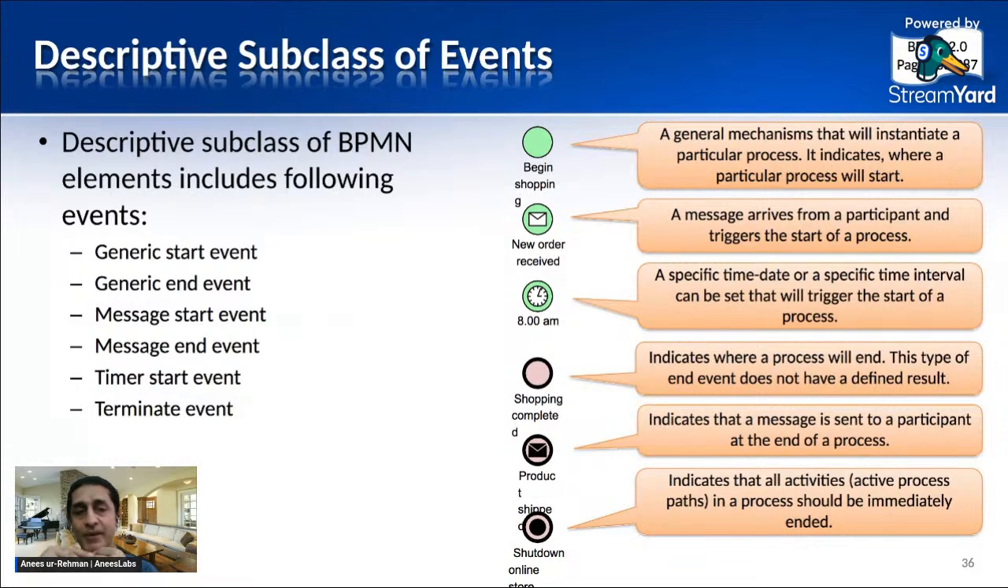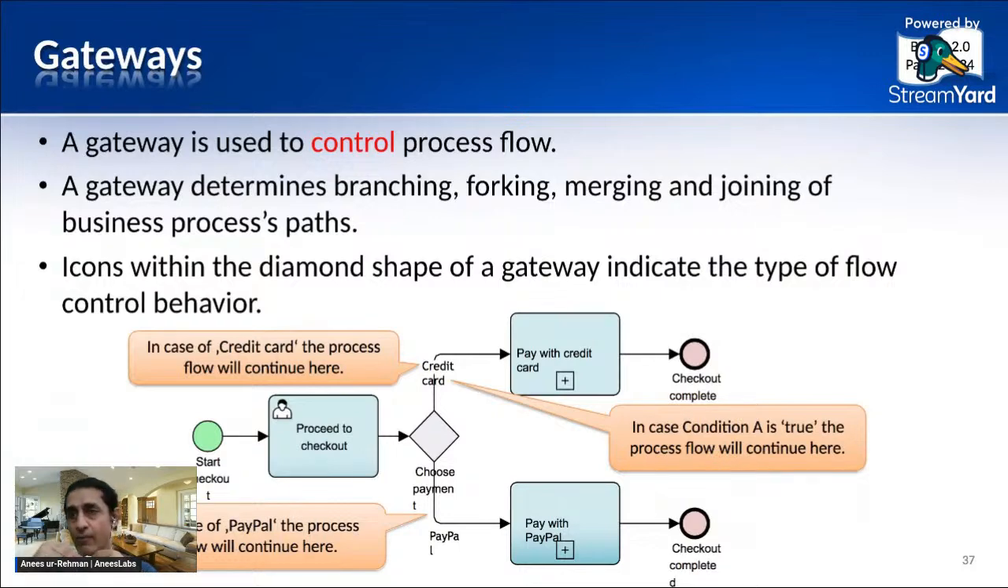So, descriptive subclass of events. Here again, as I explained, we have a begin event, an email event, a timer event, a stop event, and a shutdown or termination event. So these are the events we need to understand. Now we talk about the gateways.